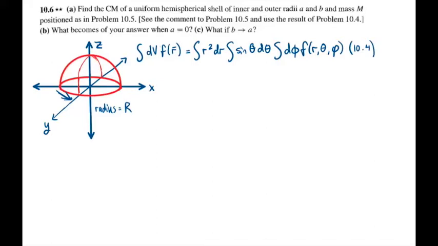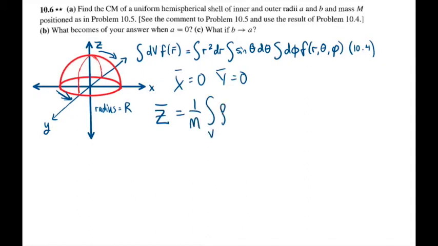It's simply the integral of a function of position over volume expressed in spherical coordinates. We can see that the hemispherical shell is symmetrical in the x and y directions. So we'll say that the center of mass in x equals 0 and the center of mass in y equals 0. Now, what about in z? So the center of mass in z is simply 1 over m times the integral of the density times z, which in spherical coordinates is r cosine theta, dV.